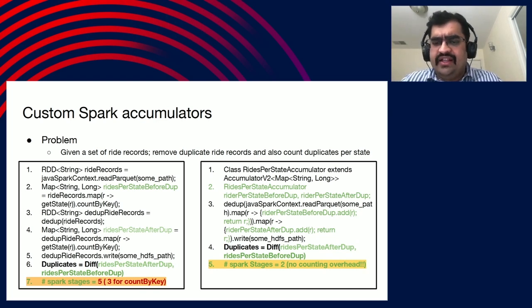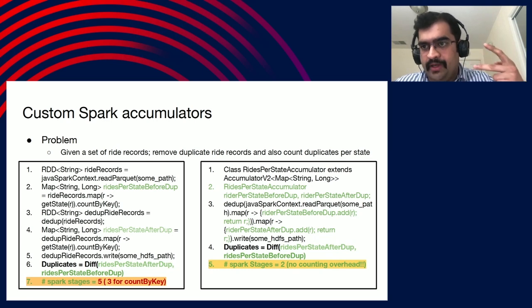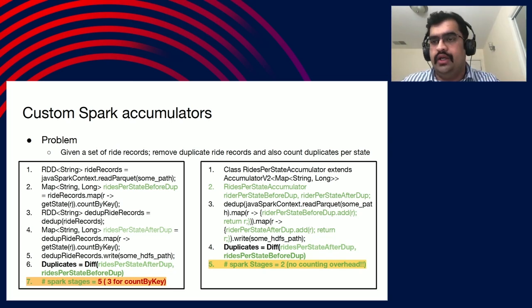Finally, we are sending that for writing to HDFS. So in this entire Spark DAG, write to HDFS is the only action. Once that gets executed and has finished, on the driver, you will have 2 accumulators populated with respective counts. Once the action has finished, you can take the diff, and you will know how many duplicates there are per state. The good thing is if you run this code, you will only have 2 Spark stages, and it will do exactly the same as what it did on the left side.